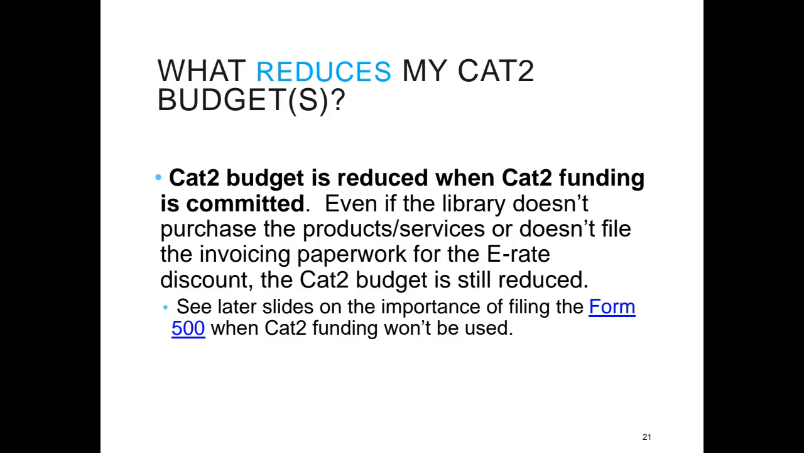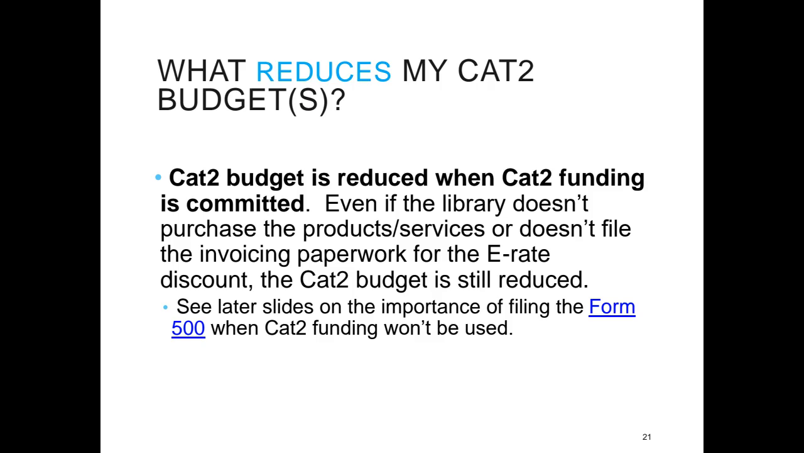Your Category 2 budget is reduced whenever a funding commitment is made. So for funding years 2021 to 2025, as you receive a funding commitment for discounts on a certain cost, the pre-discount cost of those services is subtracted from your budget. So it's based on the funding commitments.